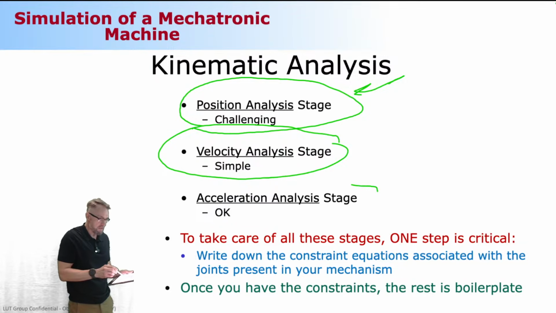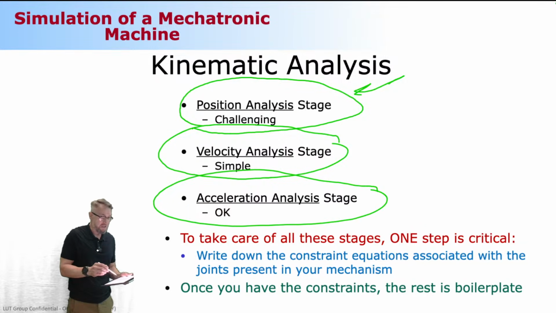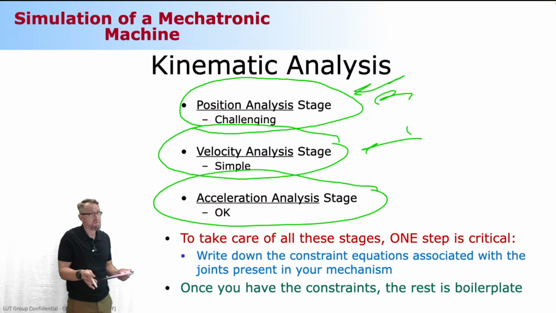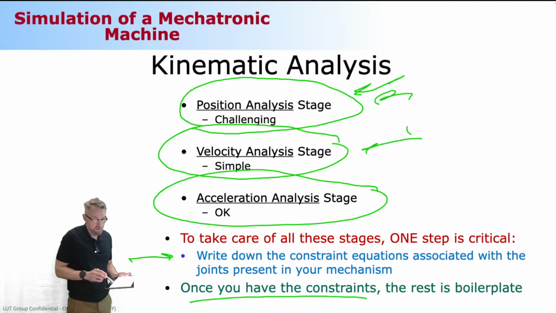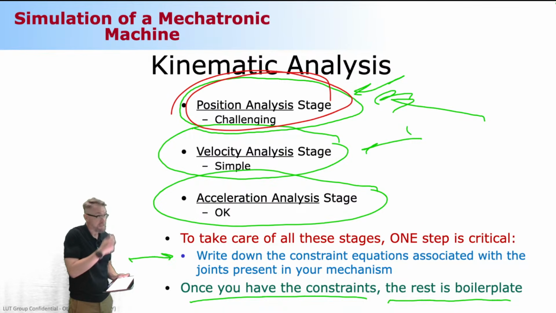And then comes the last level, which is the acceleration level. It's somewhere between this one and this one, medium level of difficulty. Okay. So to take care of all the steps, one is critical. First, write down the constraint equations associated to joints. Once you have that, the rest is more or less a mechanical thing to do. All right, this says once you have the constraints, the rest is boilerplate. Not really, because the position level is still a little bit of a challenge.